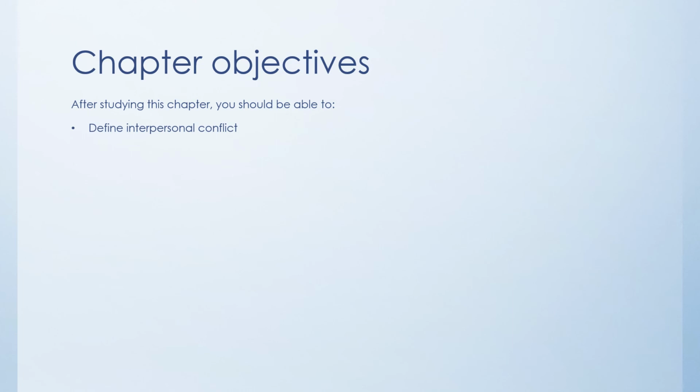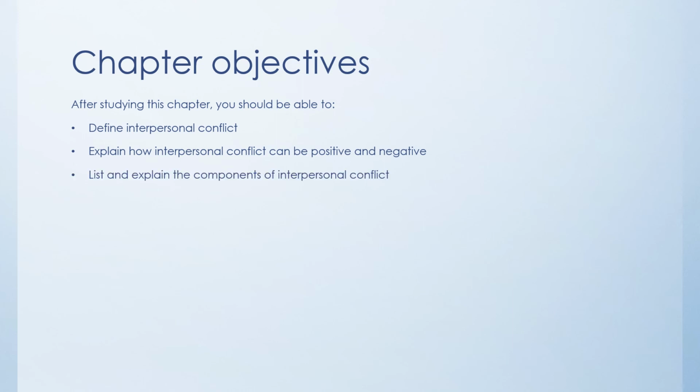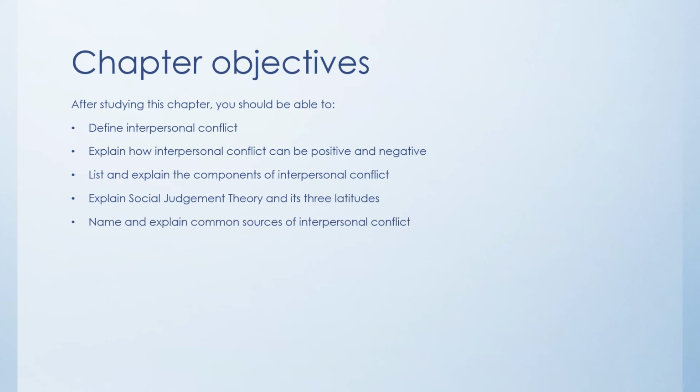Define interpersonal conflict. Explain how interpersonal conflict can be positive and negative. List and explain the components of interpersonal conflict. Explain social judgment theory and its three latitudes. Name and explain common sources of interpersonal conflict.